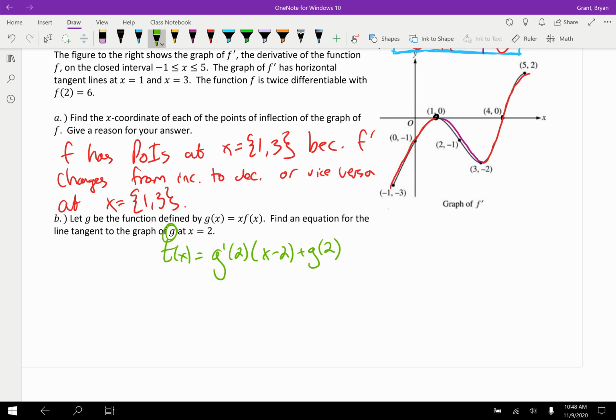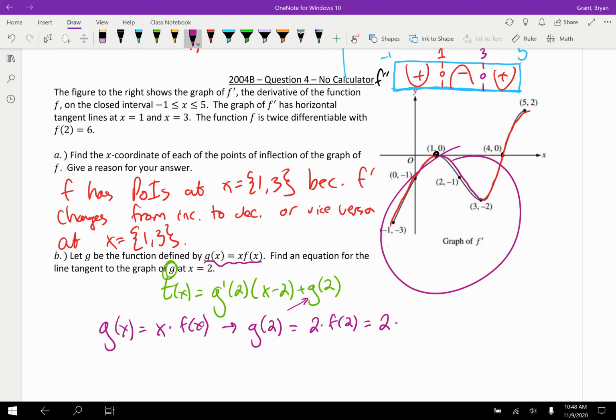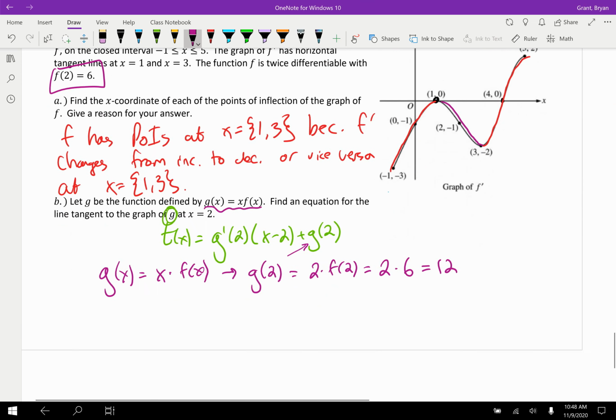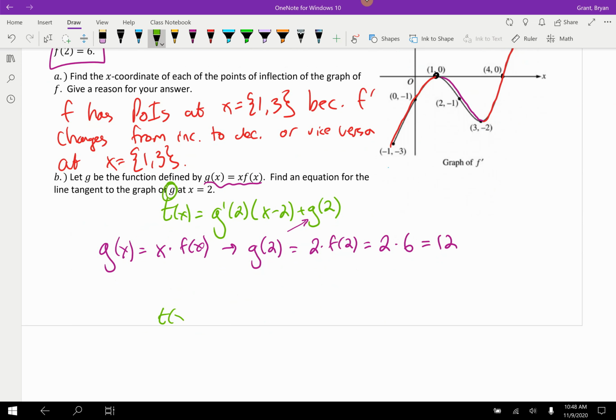This one could be a little trickier. So let's start with g of x. We know that g of x equals x times f of x. So if I want g of 2, that's going to be 2 times f of 2. What is f of 2? Well, this is f prime, that doesn't help. Oh, f of 2, they gave it to us up here. F of 2 is 6, and that gives us 12. So filling in this tangent line, leaving a space for the slope, we know this is going to end with plus 12.